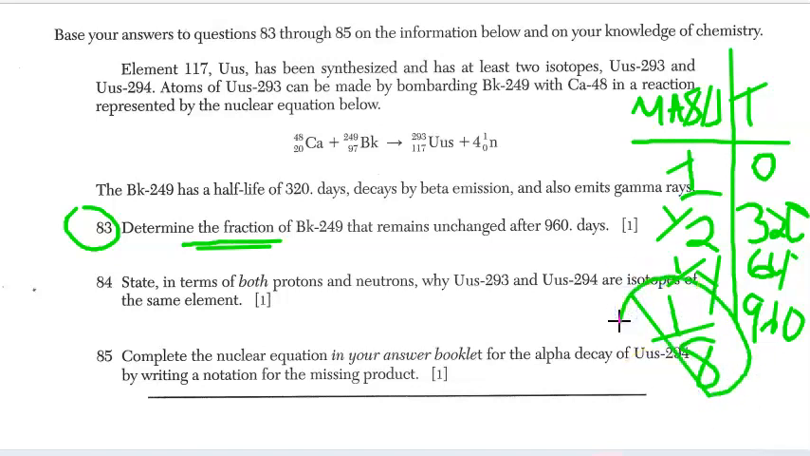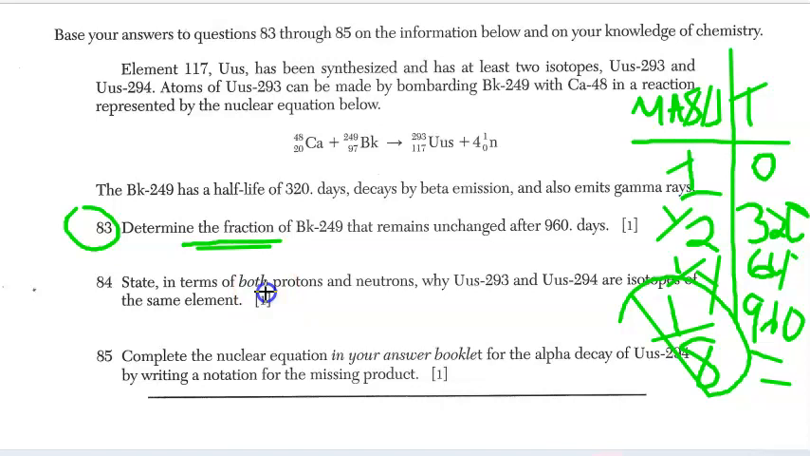To keep track of this, what I would recommend is not only setting up the chart, but use your calculator. Each time you halve the mass, just add the next half-life in the calculator, and in this case, until you get to the 960.